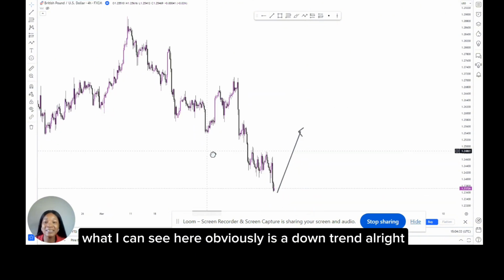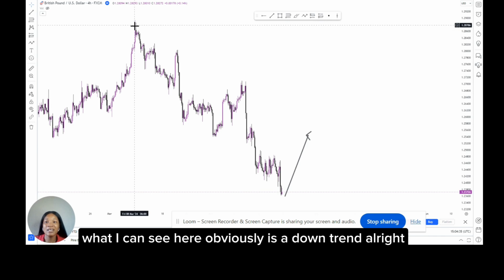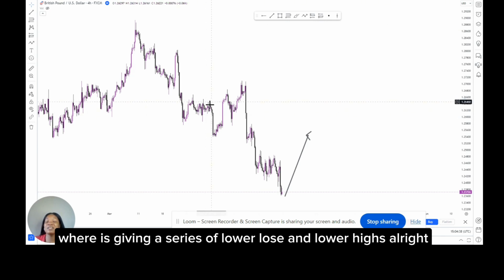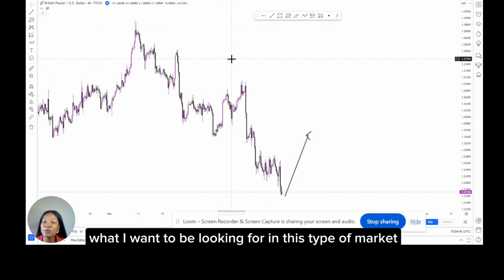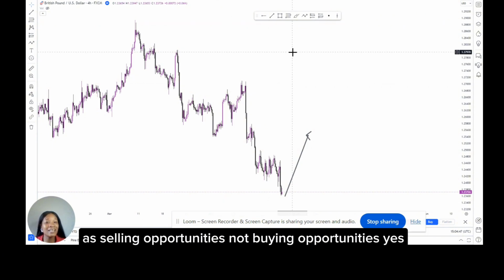What I can see here obviously is a downtrend, where it's giving a series of lower lows and lower highs. What I want to be looking for in this type of market are selling opportunities, not buying opportunities.